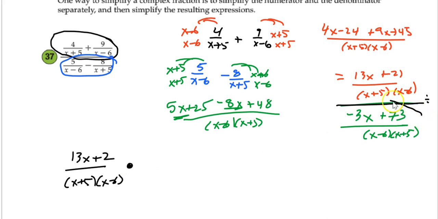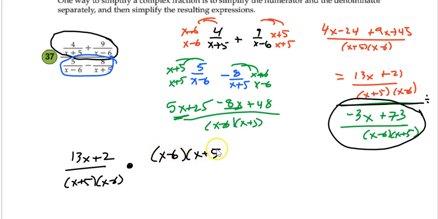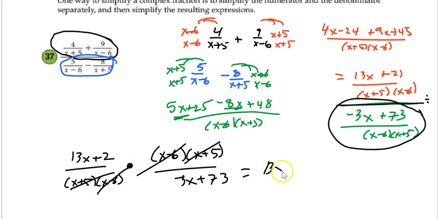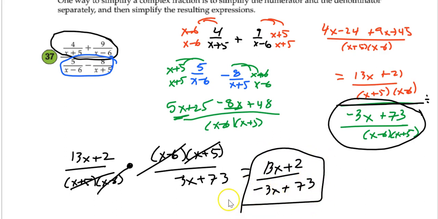You're dividing by this, so we're going to flip it and multiply. That's what dividing does. You flip it and multiply. So you're going to multiply by the reciprocal. That's for dividing. And look what happens. These cancel out. And you get 13x plus 2 all over negative 3x plus 73. Which is the answer. Right, so that's one way to do it.